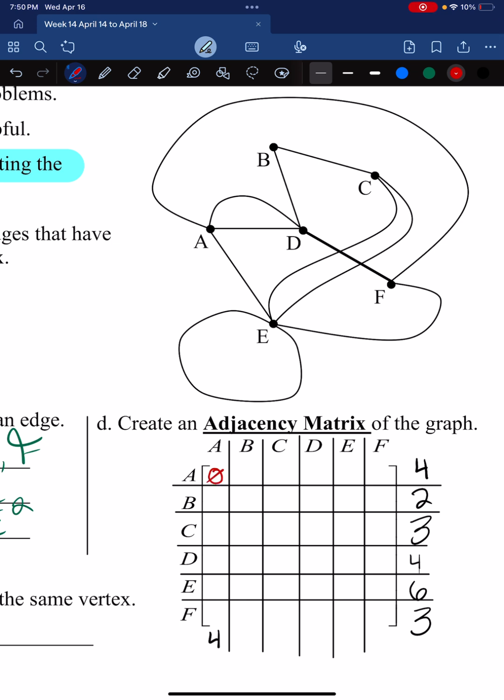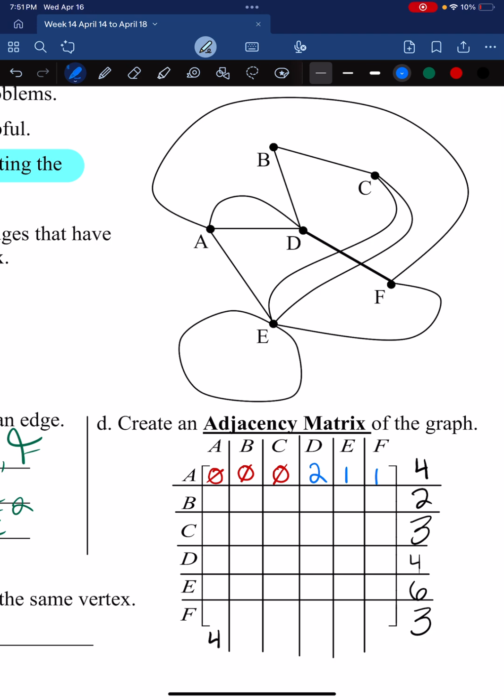Do we have a line that connects from A to B? No. A to C? No. A to D? Yes. We have 2 lines that actually connect from A to D. One from A to E, one A to F. So now when we add up 2 plus 1 plus 1, that gives me 4.